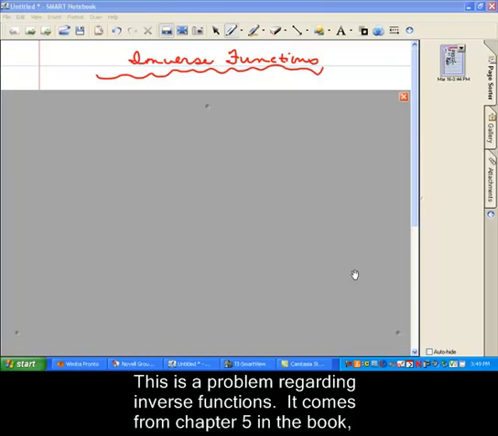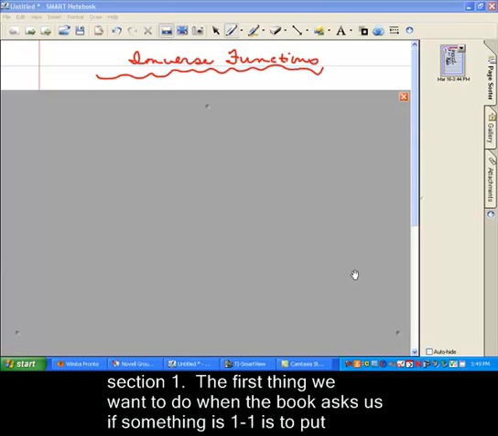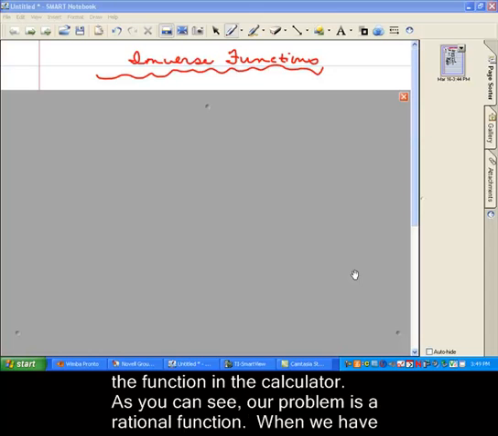This is a problem regarding inverse functions. It comes from Chapter 5 in the book, Section 1. The first thing that we want to do when the book asks us to determine whether something is one-to-one is to put the function in the calculator.